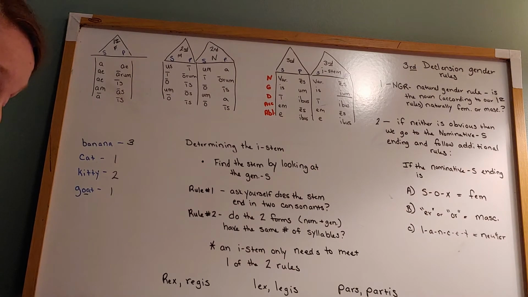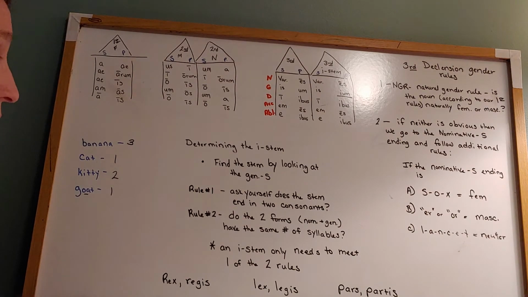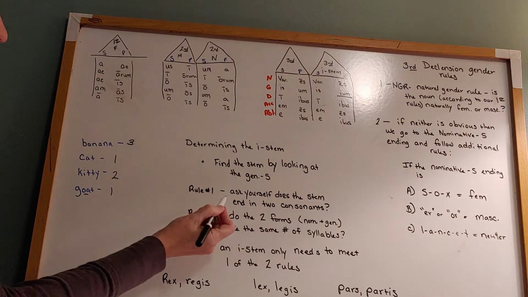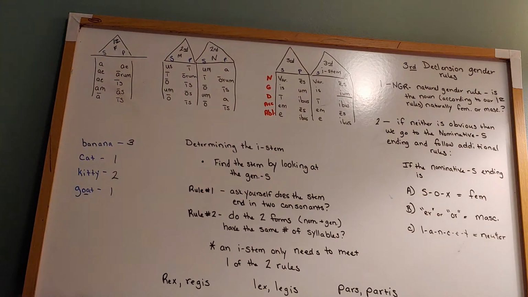Now, to determine if a noun has an I stem, first we have to look at the stem. How do we find the stem? By looking at the genitive singular. Once we find the genitive singular, then we're going to ask ourselves 2 things. First, does the stem end in 2 consonants? Yes or no?